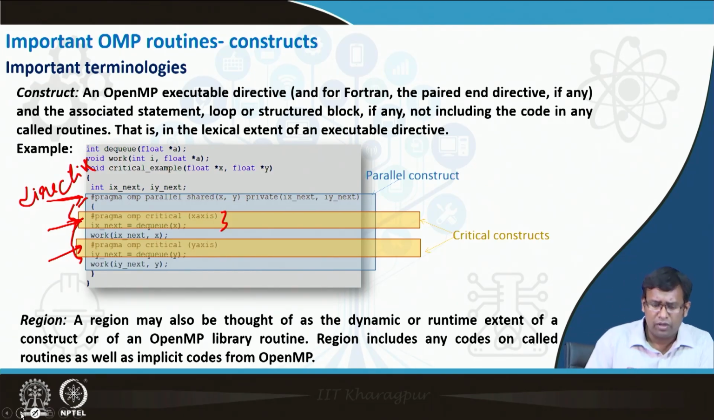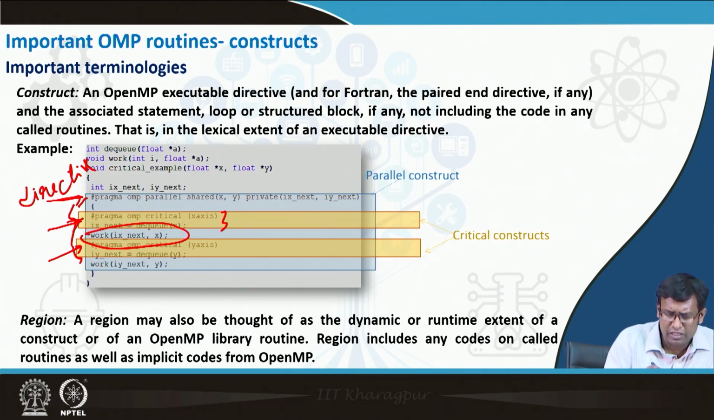Now, if we see here, when we run this construct, we call a function. What is inside the function is not part of the construct. The construct is only these lines, but this function is also being executed when we call the multiple threads. All the threads are also executing this function. So if we consider what is inside the function also, the entire thing is called the parallel region.